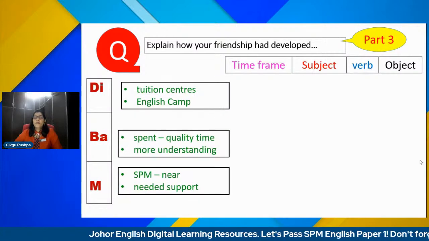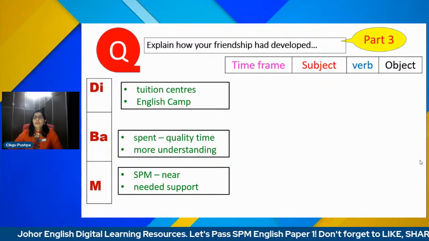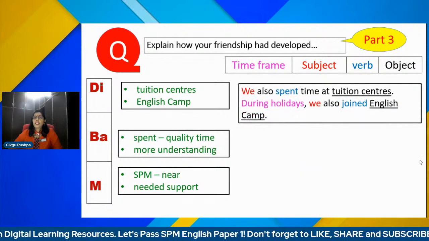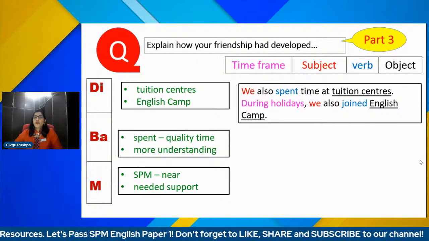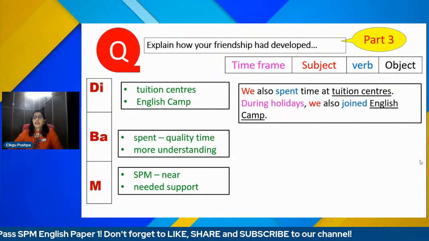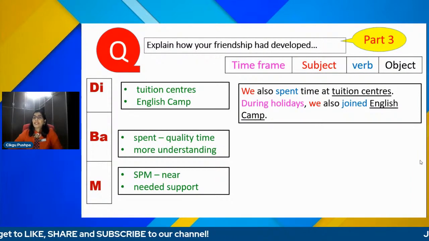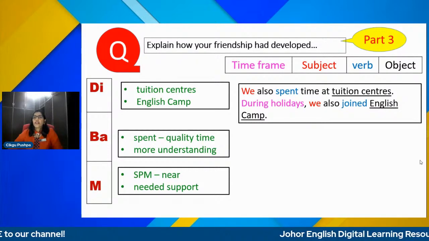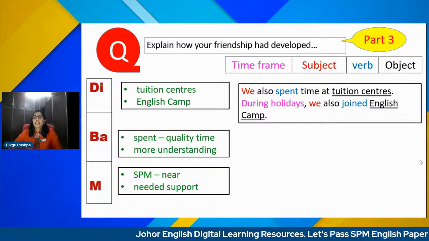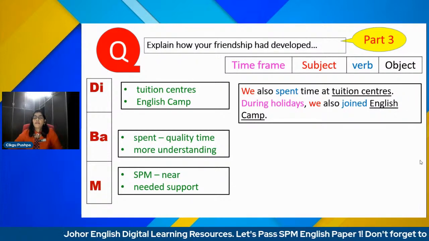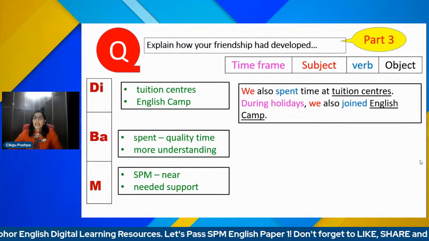Right, let us move on. We have got debunk, right? Tuition centers, English camp. So, we also spent time at tuition center. Simple, right? But grammatically correct. During holidays, we also joined English camp. See how you are constructing sentences with the help of the words or phrases that you have generated using ACBD BAM.